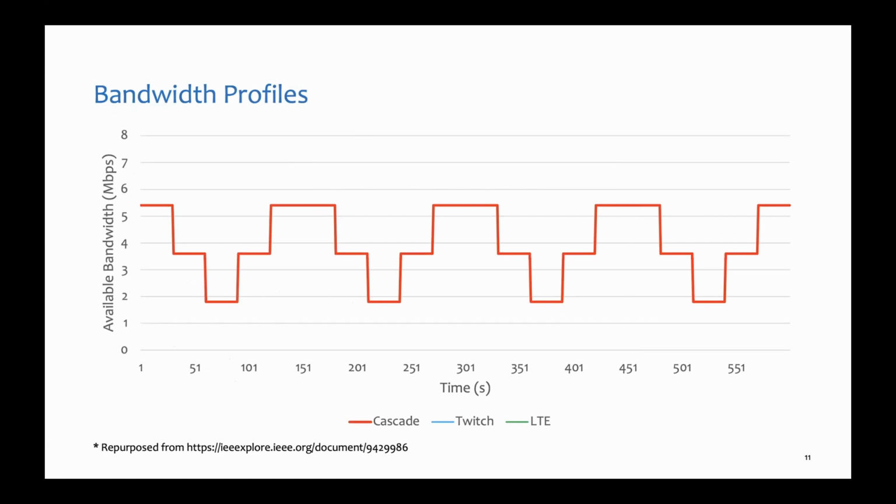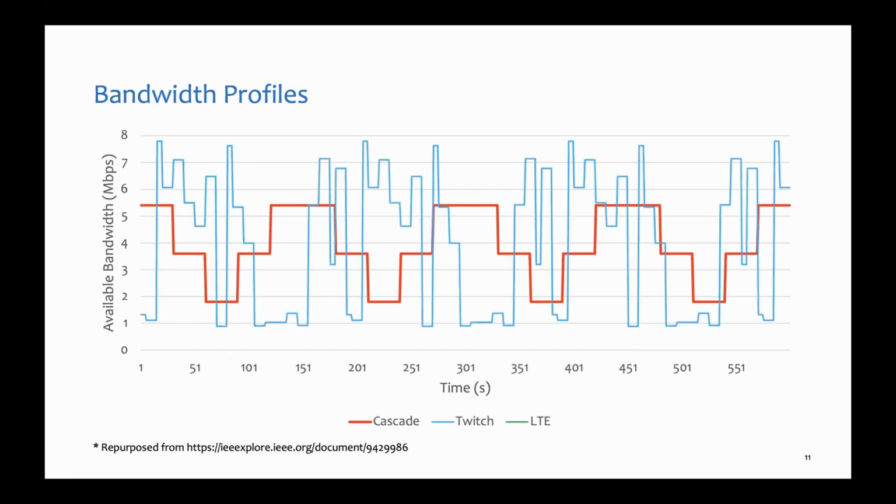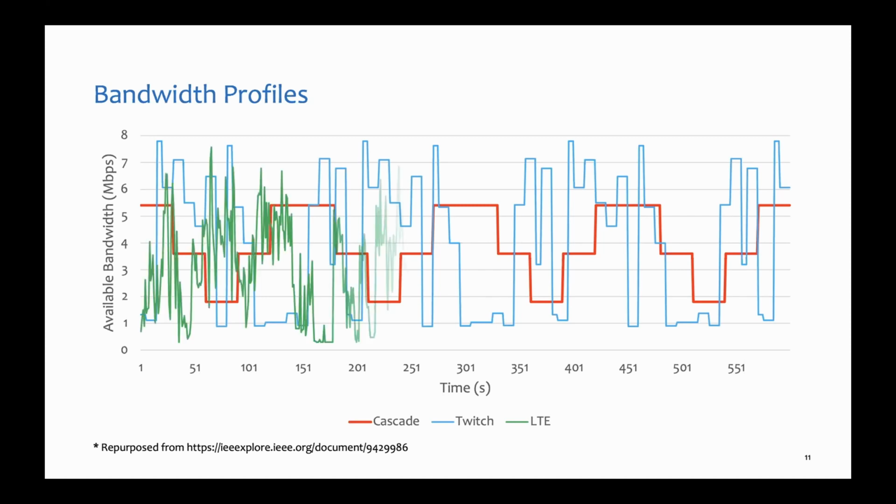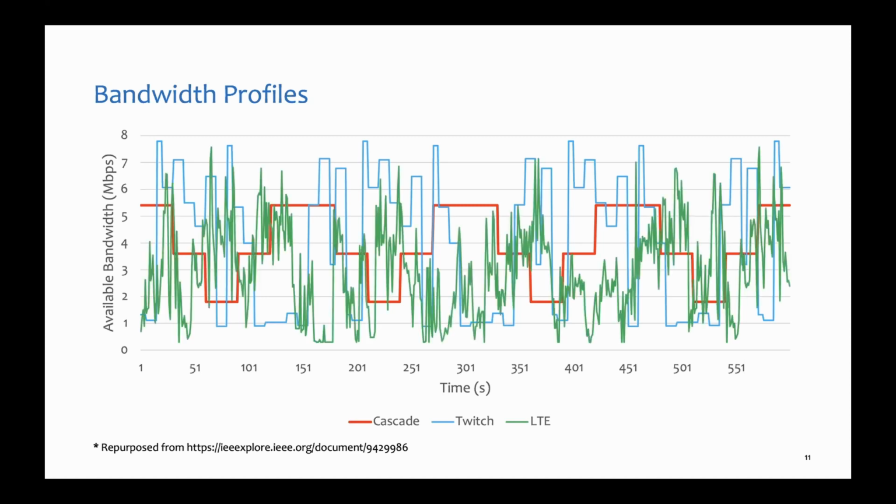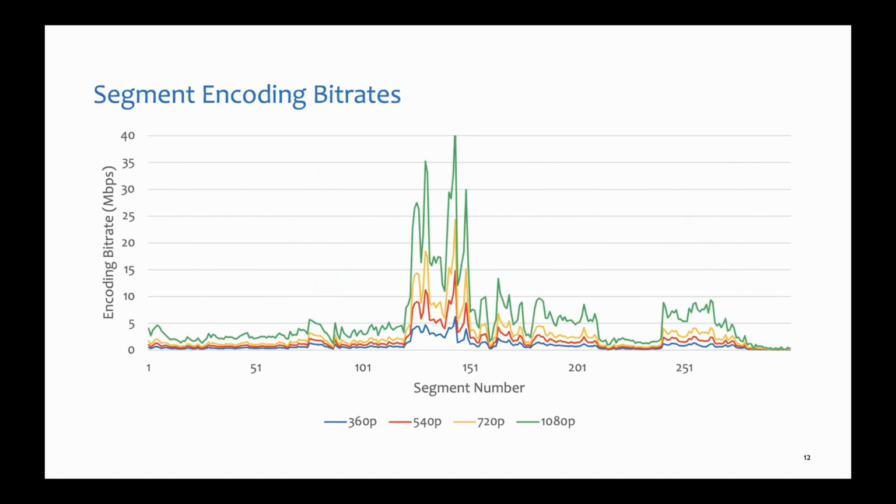As you can see, the Cascade profile is like a staircase up and down, but over the short term, it's pretty stable. The bandwidth doesn't change. The Twitch bandwidth profile is something we collected from a real Twitch server. As you can see, the bandwidth varies quite a bit, but not as bad as the LTE profile, which we also collected from a mobile phone. So we are trying to see how more dynamic or more stable network conditions will change our results and so on. And this is what our content looks like.